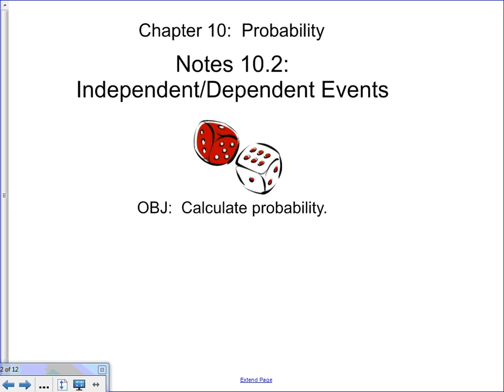Today we're going to talk about more probability, so you need the information from the yellow sheet: basic probability, favorable outcomes over total outcomes, and we're going to apply it to what if we're doing more than one thing.